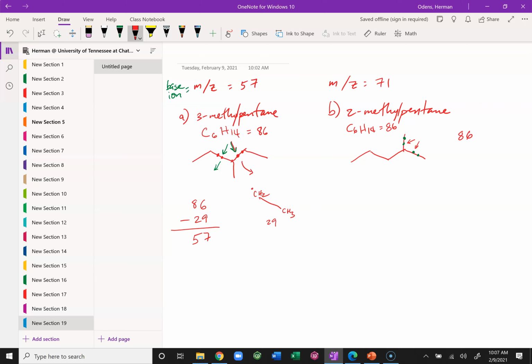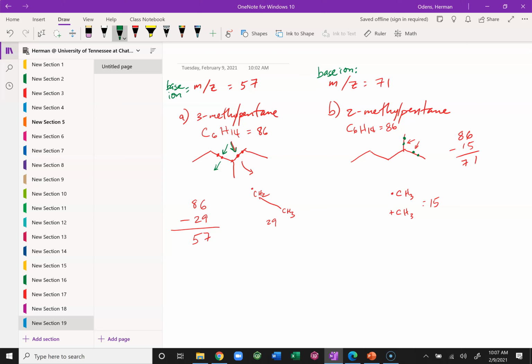How much is a methyl group? 15. CH3, whether it's radical or CH3 plus, that's equal to 15. So minus 15, there you have it, 71. So the base ion for 2-methylpentane, based on probabilities and statistics, will be equal to 71. Make sense? That will be your tallest peak on the list.